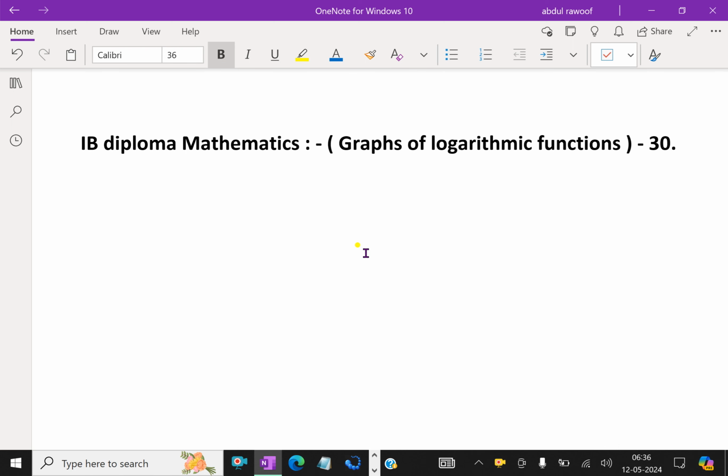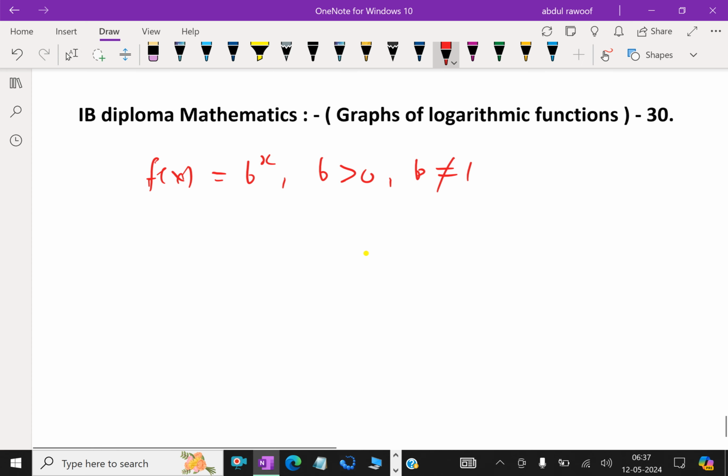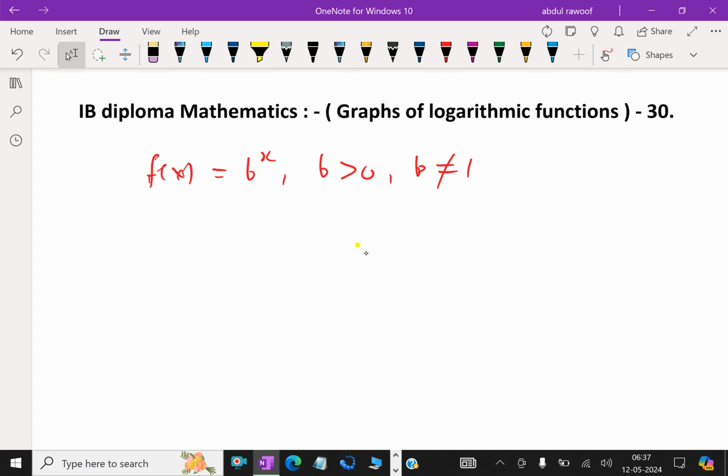In IB Diploma Mathematics, let us discuss graphs of logarithmic functions. Consider the exponential function f of x equal to b power x, where b is greater than 0 and b is not equal to 1. The graph of y equal to e power x, then y equal to b power x.